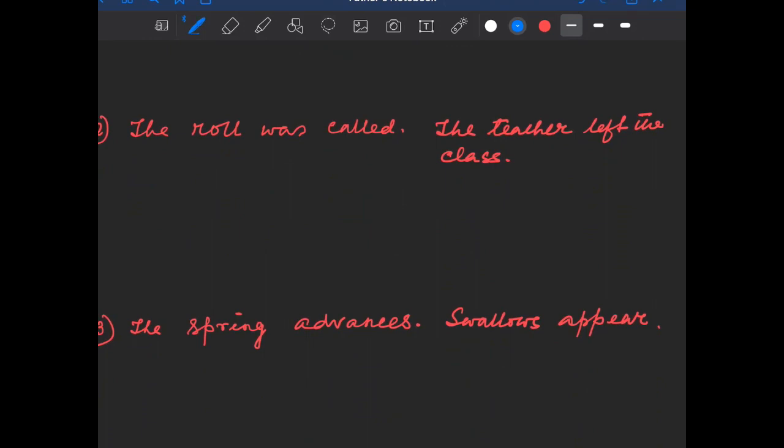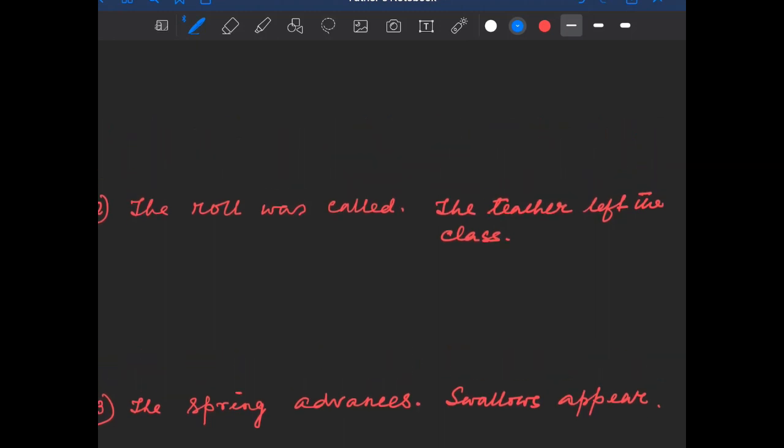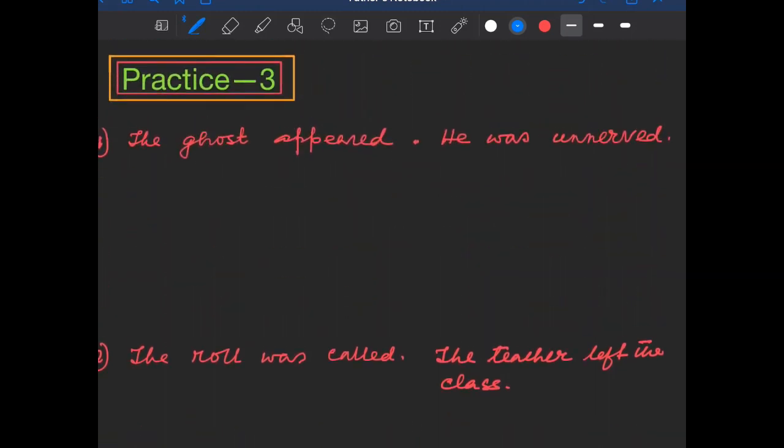Number 3. The spring advances. Swallows appear. Okay. Now pause the video and do the works yourself. And when the works are done, come and check your answers with my answers. Now see the answers.